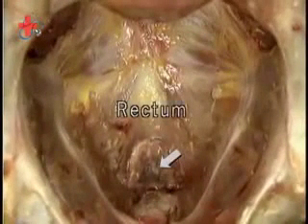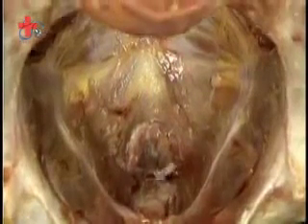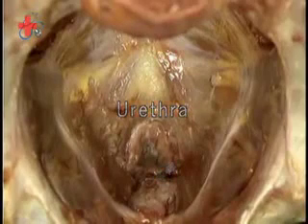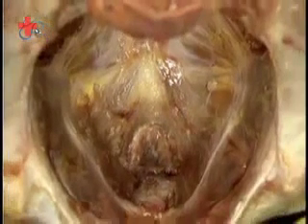Here's the lowest part of the rectum. Here's the urethra, with the lowest part of the prostate in front of it. We'll see these structures in Volume 5 of this atlas.